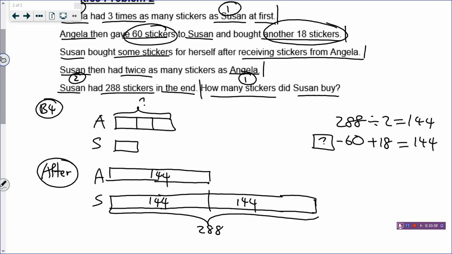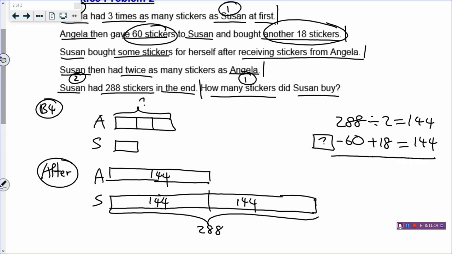See? So what's the method here? Working backwards. So in some problems, you may have to make use of two methods, like your model drawing, and then there's working backwards. So for the harder, challenging problems, you may have to use two methods, right? Okay, so how to work backwards?